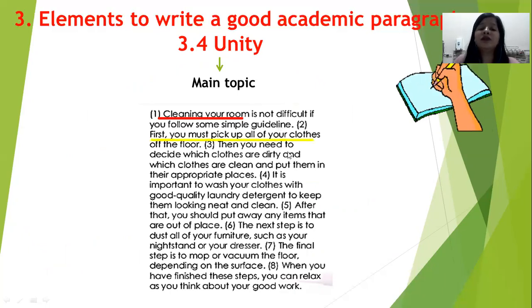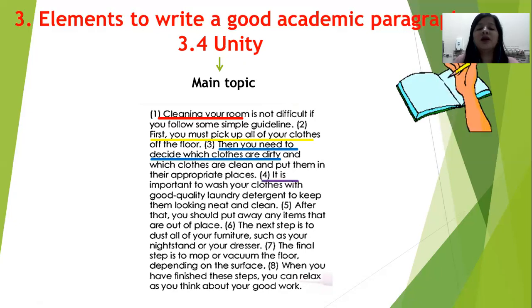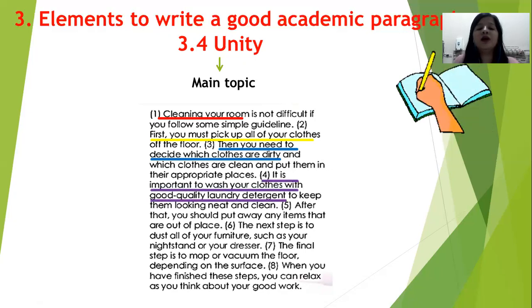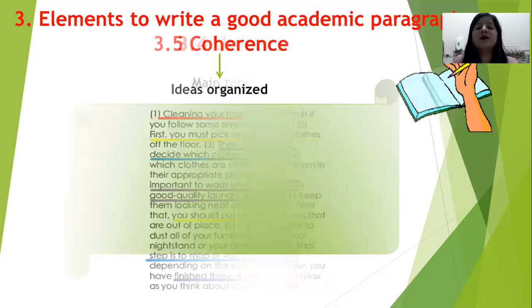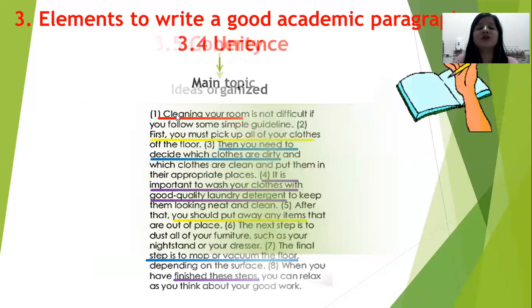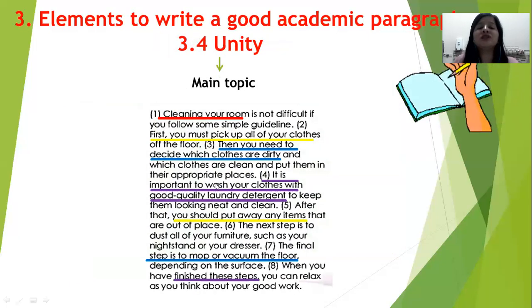As you can see, first pick up all your clothes, and also give other steps: wash the clothes that are dirty, and then also mention washing the clothes with good detergents, and also put away the old items, and then mop and vacuum your floor. And finally, you finish this step. This is a paragraph that makes sense because the supporting details, the main topic, and the concluding sentence are all related to the topic.